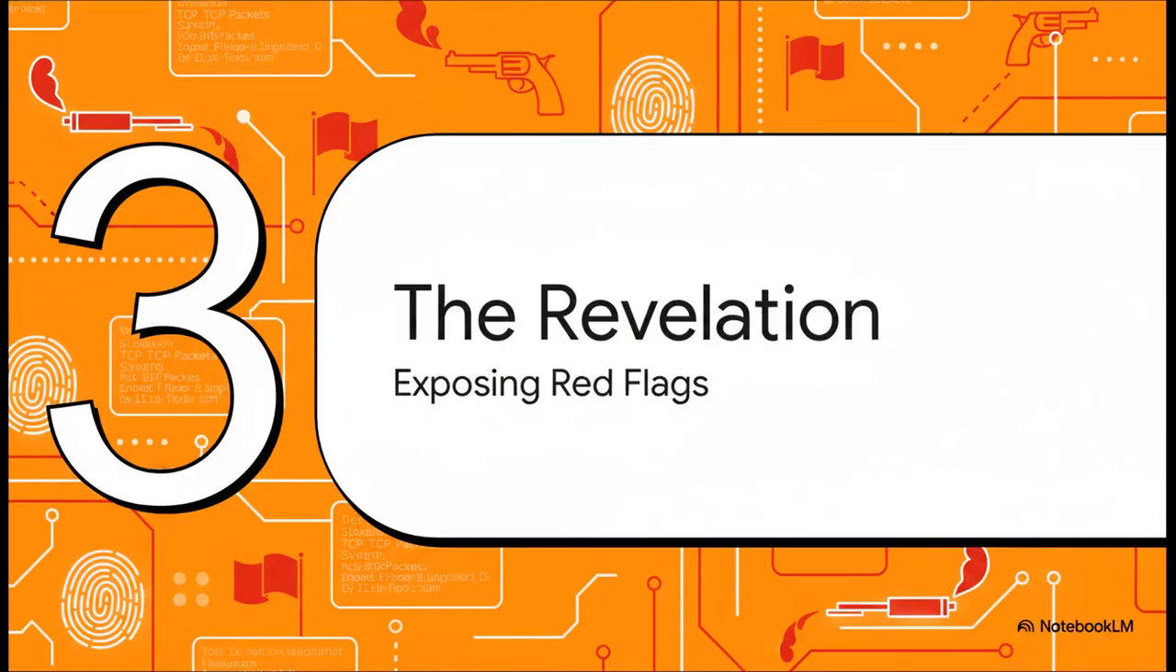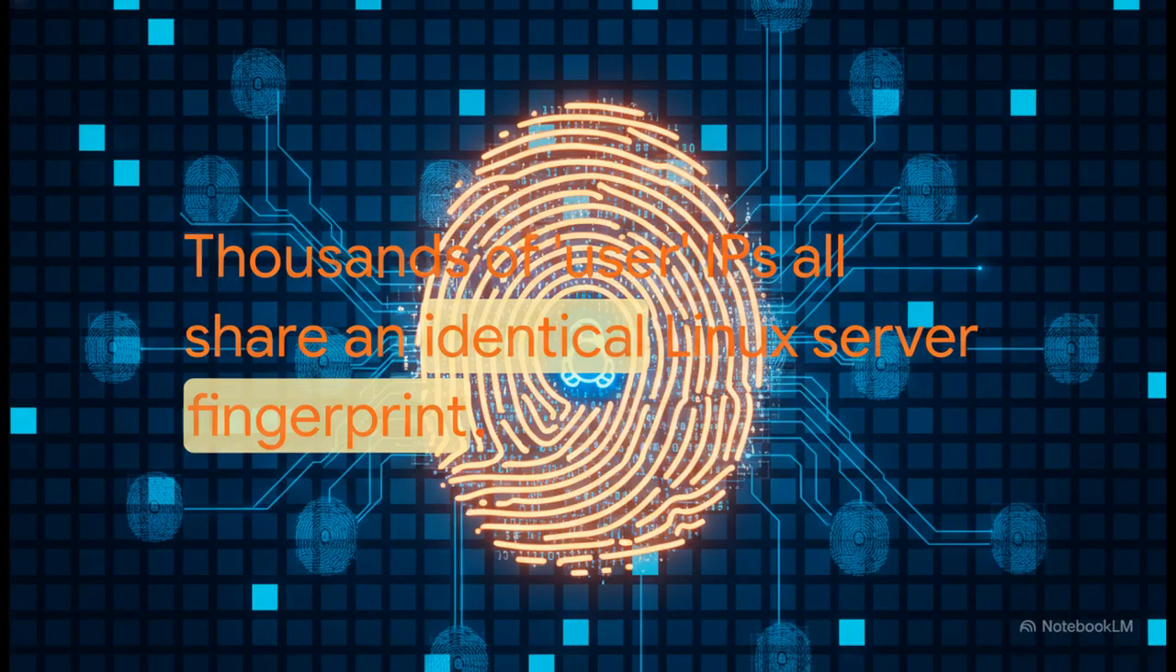And this brings us to my favorite part, the revelation. After we've gathered all our clues, we start to see these patterns emerge. These are the red flags that tell us, hey, something isn't quite right here. These are the smoking guns that expose when a network story just doesn't match up with reality. And here it is. This is the number one biggest red flag of them all.